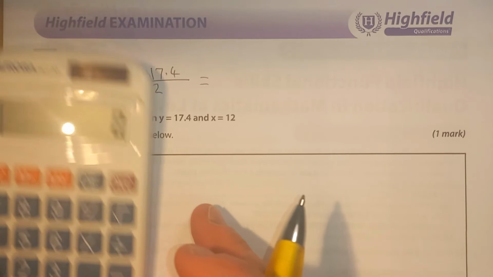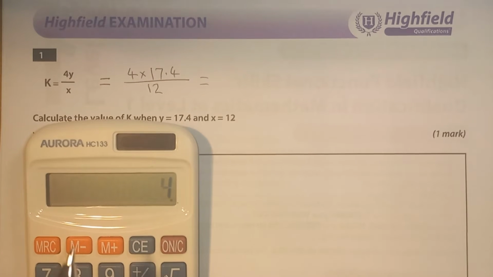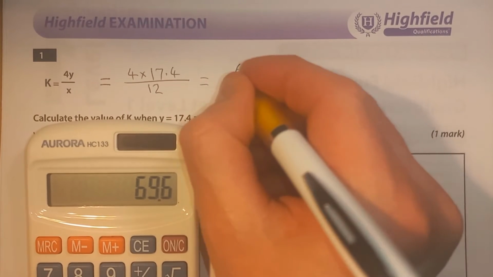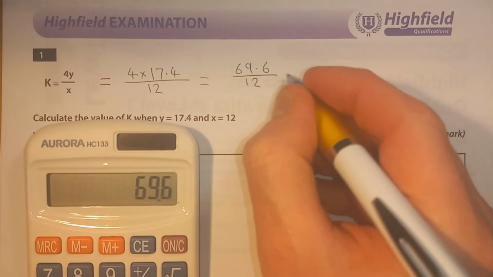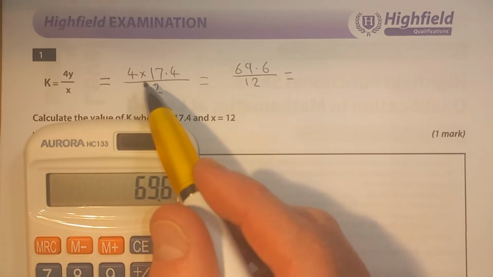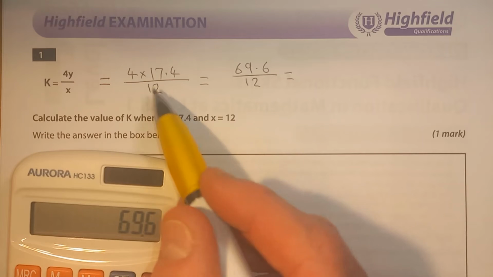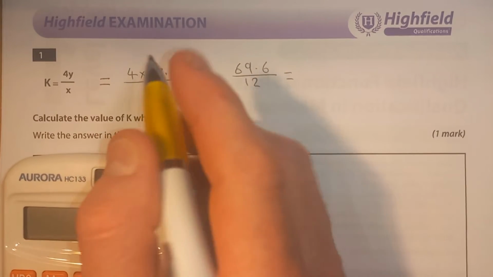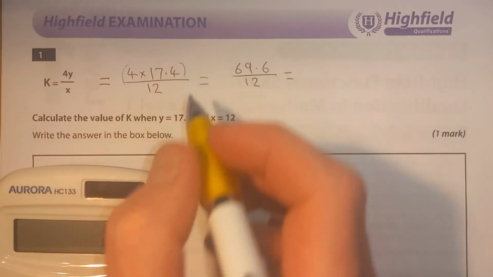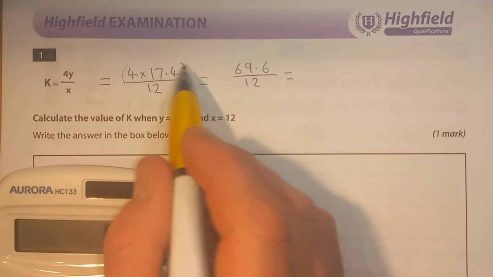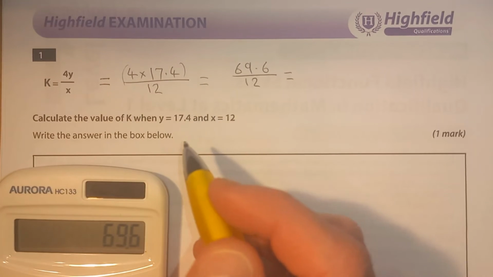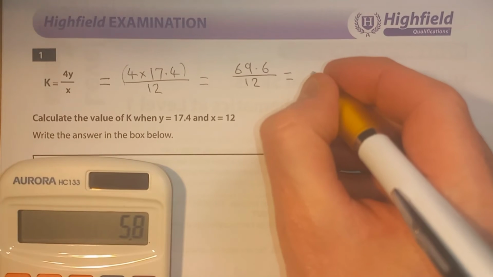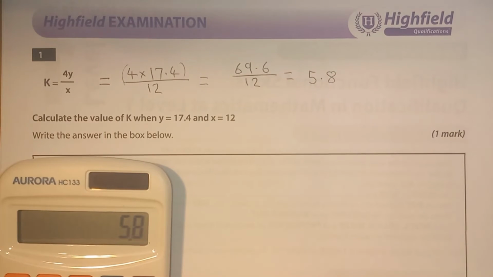So we want to do 4 times 17.4. So the top becomes 69.6, and that still all needs to be divided by 12. Now, you'll note I did the multiplication before the division. You might be saying with BIDMAS, D comes before M. But because we've got this all on top, it's like there's an invisible set of brackets up here. Because all of this is divided by 12, we have to do all of that first. But now we can do the 69.6 divided by 12 to give us 5.8.